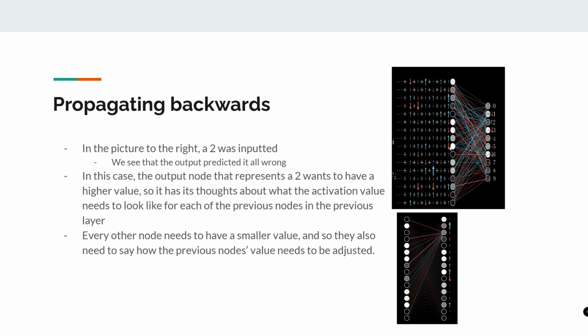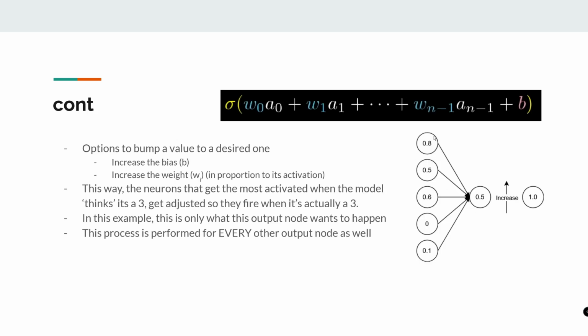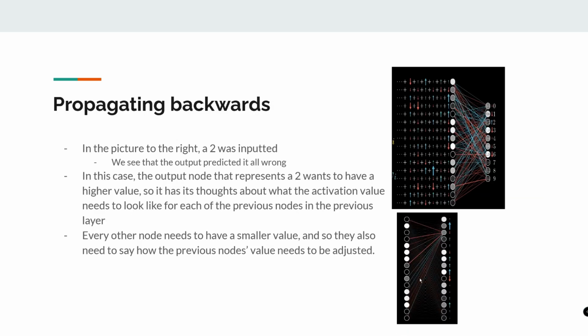Now, this layer needs to change. This one needs to go up. This one needs to go down. Every single node in this layer is now going to recursively do essentially this, and then tell the previous layer. This node is going to say, well, I need this one to go up, I need this one to go down, I need this one to go up for me to go down. This node is going to say, I need this one to do something, this one to do something else for me to go up. And that's essentially what backwards propagating is.